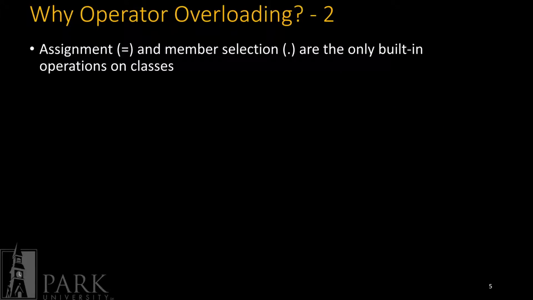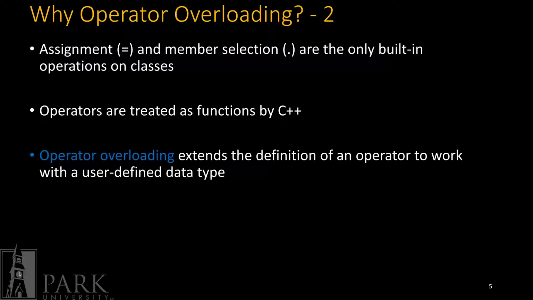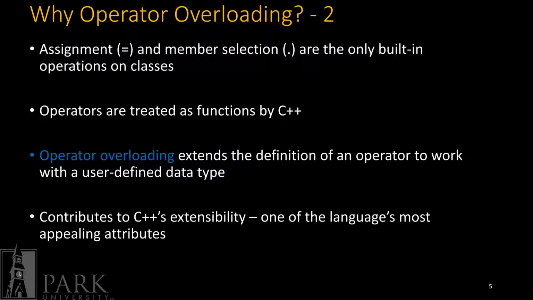The assignment and member selection operators are the only built-in operators on objects of class types. Operators are treated as functions by C++, and C++ allows you to overload an operator, which extends the definition of an operator to work with a user-defined data type. And operator overloading is one of C++'s most appealing attributes because it allows you to write that more concise code.